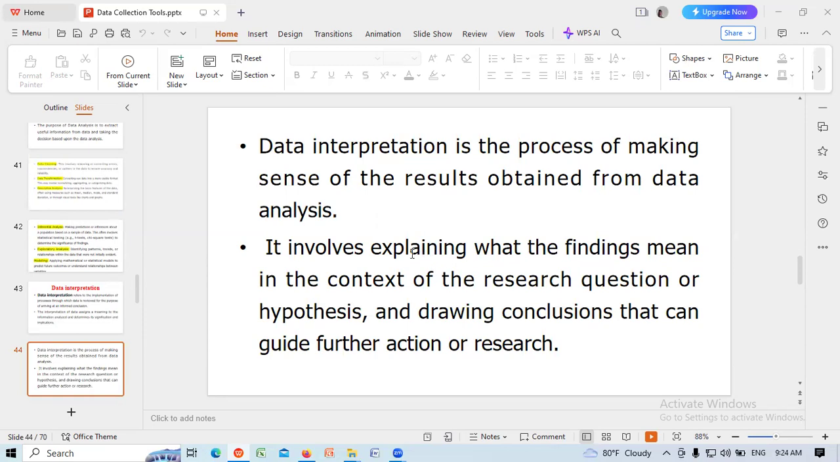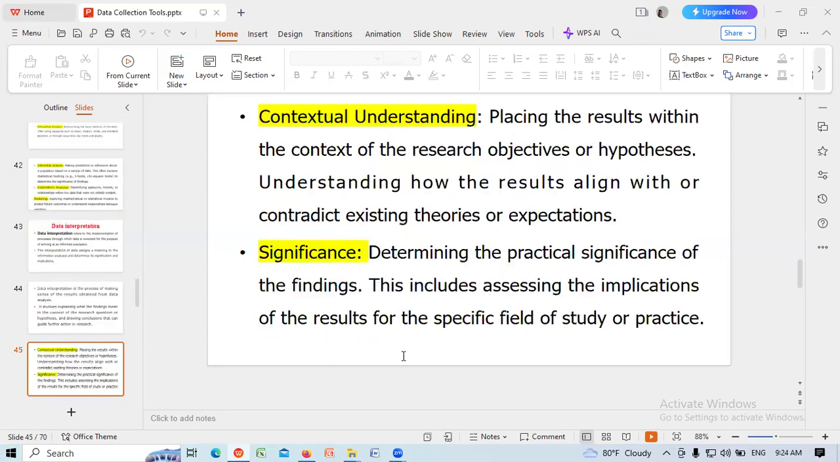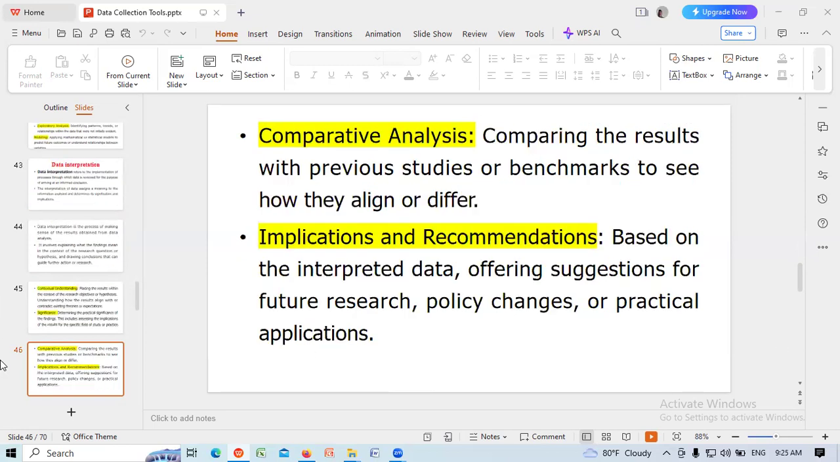It involves explaining what the findings mean in the context of the research questions or hypotheses and drawing conclusions that can inform further action or research. Contextual understanding means placing the results within the context of research objectives and hypotheses, and understanding how results align with or contradict existing theories and expectations. Significance means determining the practical significance of the findings, which includes assessing the implications of the results for specific fields or practice.